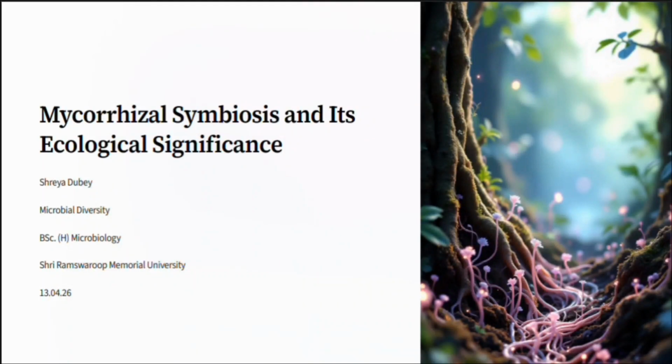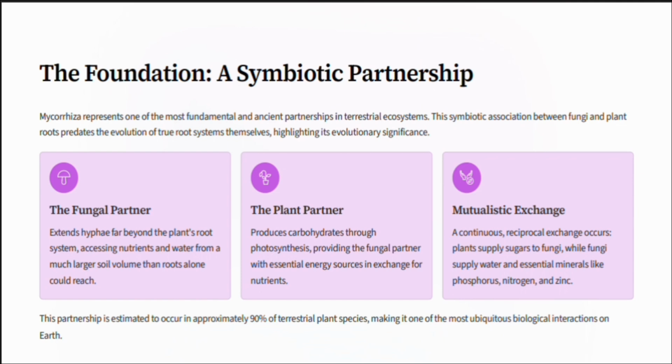Hello everyone, this is my PPT on mycorrhiza and its ecological significance. Now we'll see what mycorrhiza is, how it is important for our environment, what its functions are, and how it is generated. Mycorrhiza is the symbiotic association between a higher plant root and a fungus, where myco represents the fungus and rhiza represents the plant root.